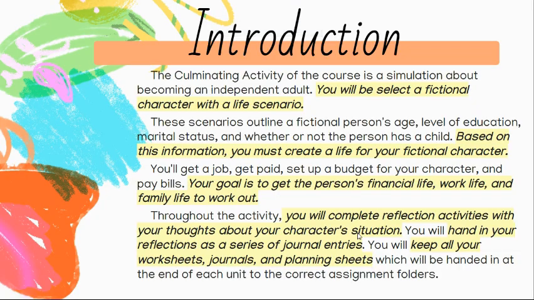The culminating activity of this course is a simulation of how to become an independent adult. You will select a fictional character with a life scenario. These scenarios outline a fictional person's age, level of education, marital status, and whether or not the person has a child. Based on this information, you must create a life for your fictional character. You'll get a job, get paid, set up a budget for your character, and pay bills. And your goal at the end is to get the person's financial life, work life, and family life to work out and balance. Throughout the activity, you will complete reflection activities with your thoughts about your character situation.